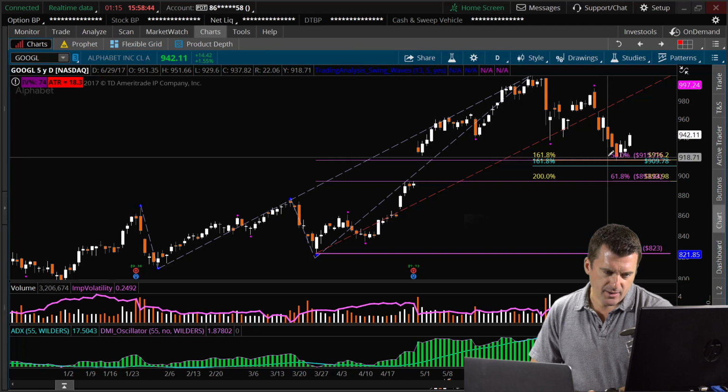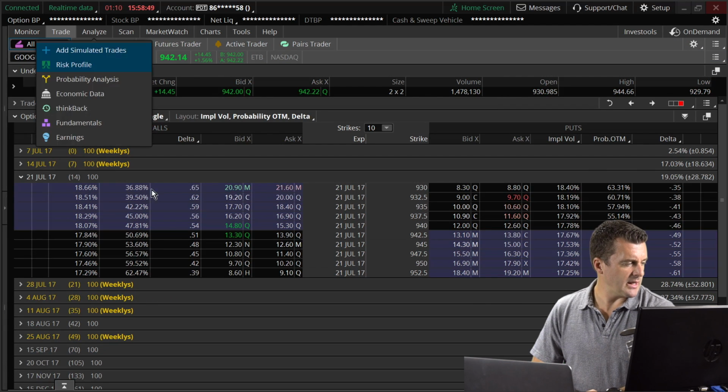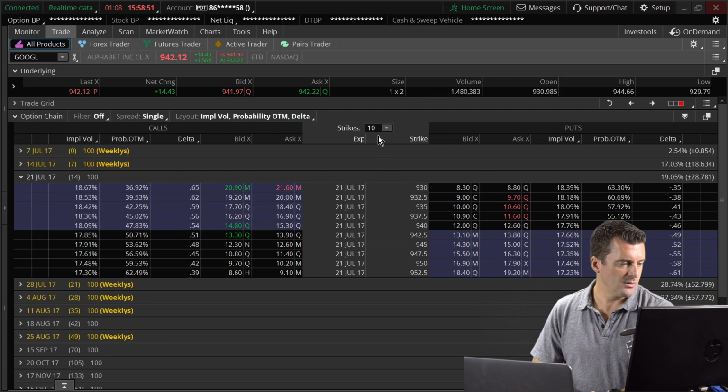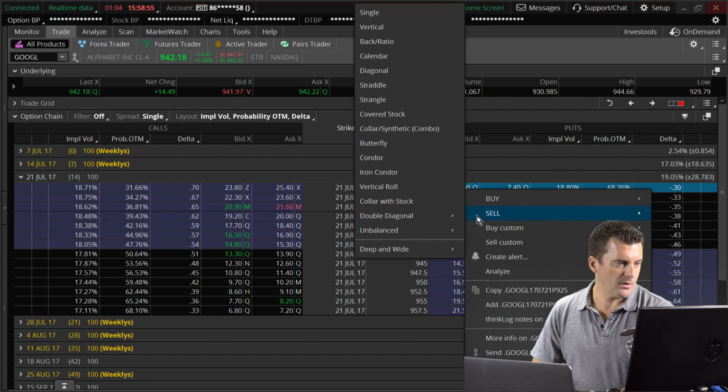941. I'm going to sell down to support. We'll do like a 925, 920 put spread. See if I can get it off where the market closes. So 925, we're going to sell vertical.